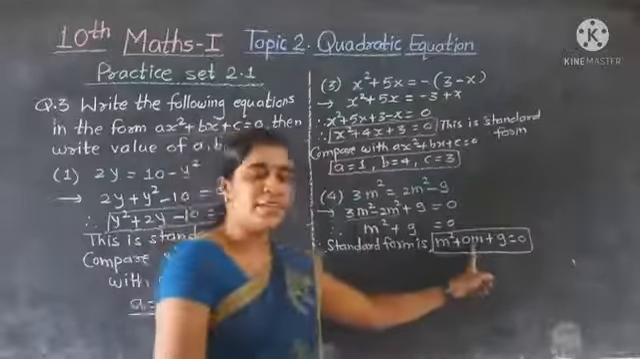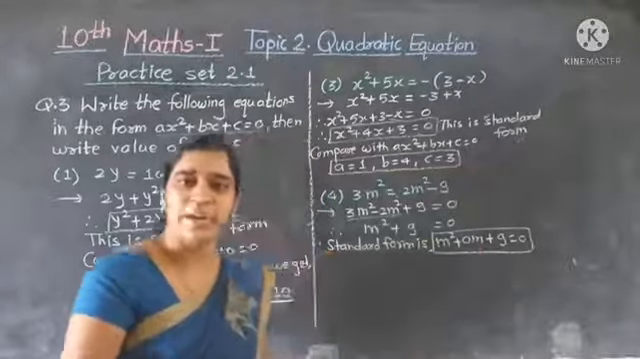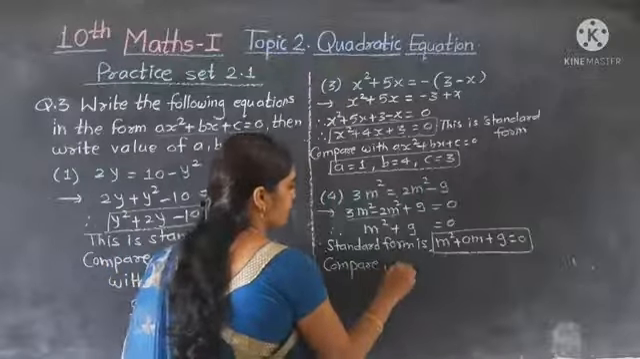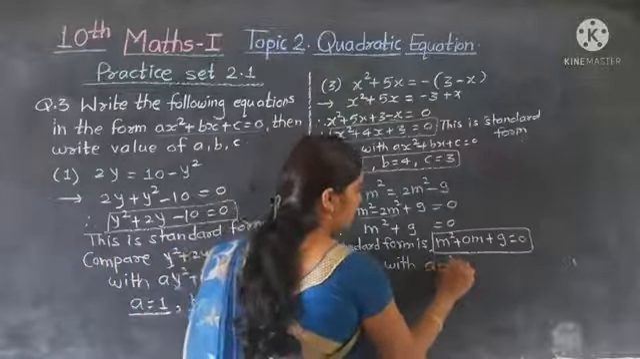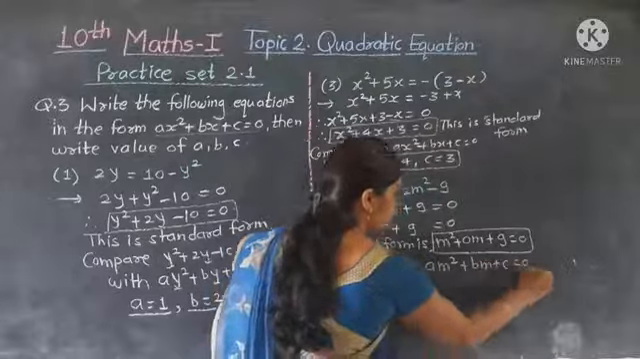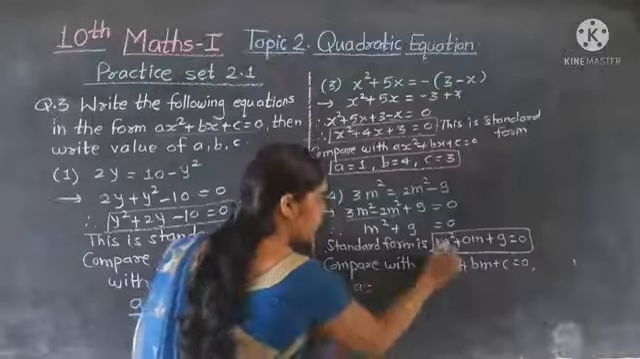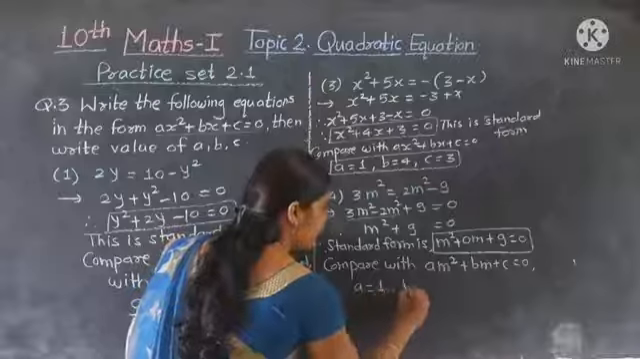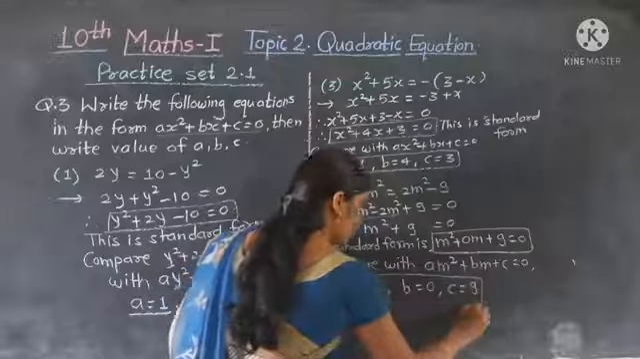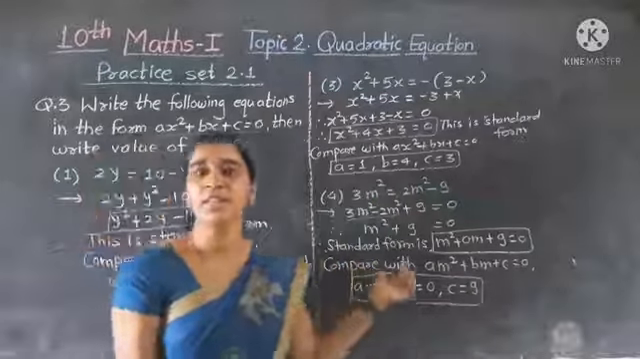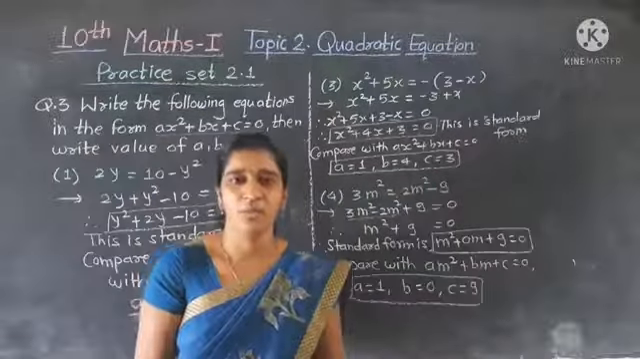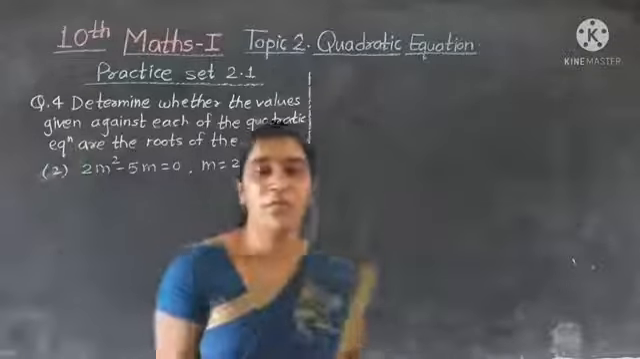Here the second term is absent. The coefficient of m is absent, so we write 0m. Compare with am square plus bm plus c is equal to 0, where m is the variable. We get, what is the value of a? m square is there, value of a is 1. Then value of b is 0 and value of c is 9. So in this way we write this in the standard form and after completing we write the a, b, c values. Okay.